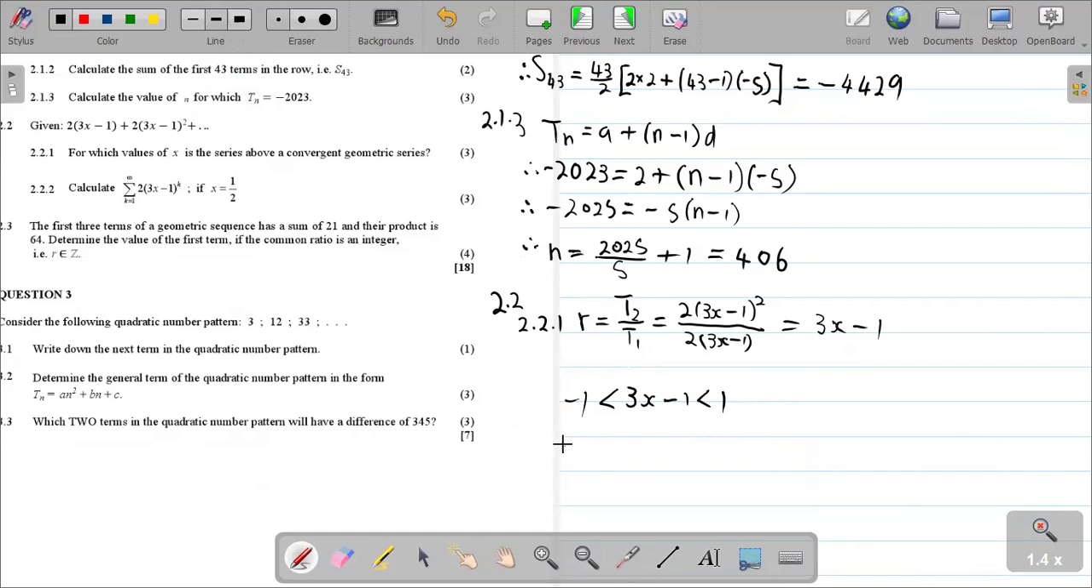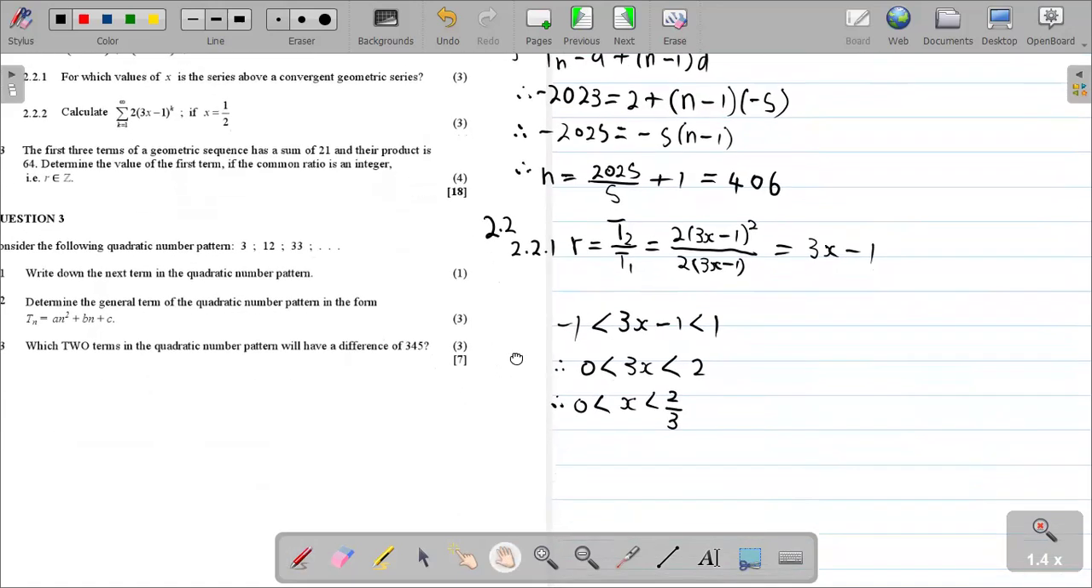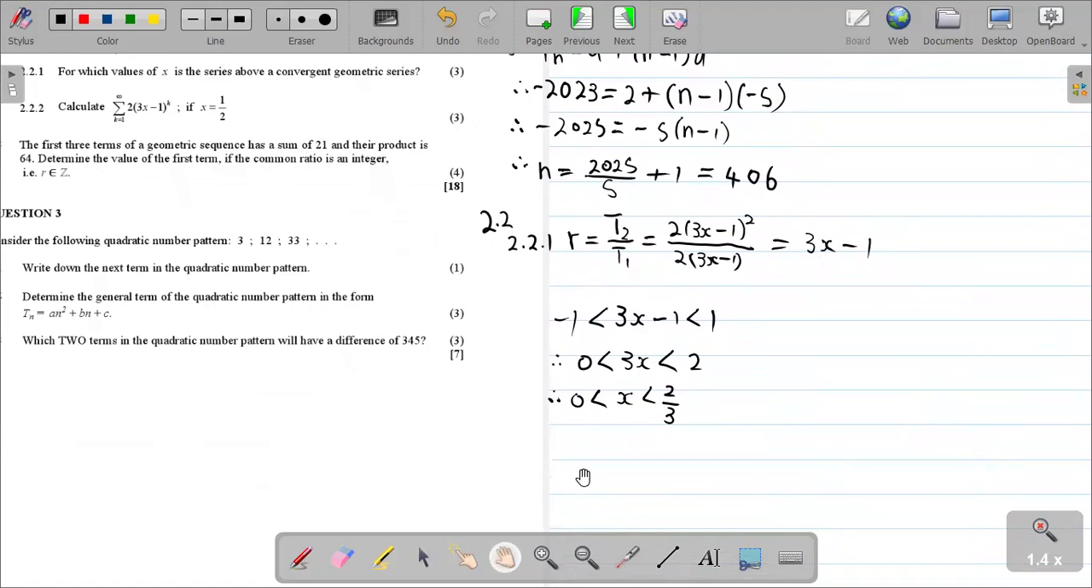So it means, therefore, if we add 1 here, we get 0. We add 1 here, we get 3x. We add 1 here, we get 2. So it means, therefore, if we divide by 3, we get 0, and then here we get 2 over 3. So it will be convergent if it is between those values. Okay? If it's between 0 and 2 over 3, it will be convergent.